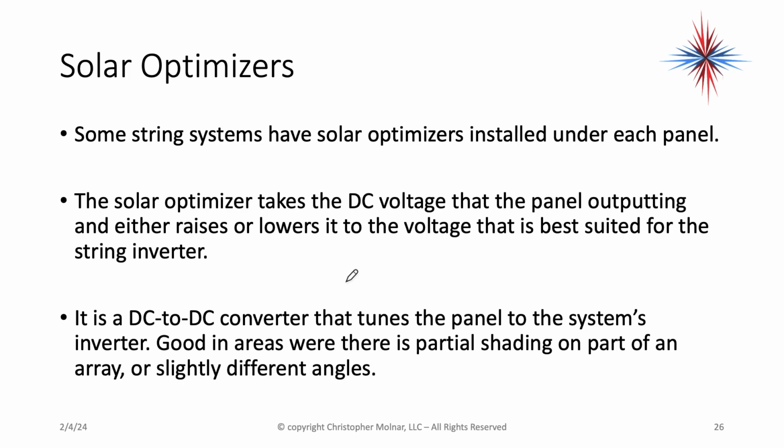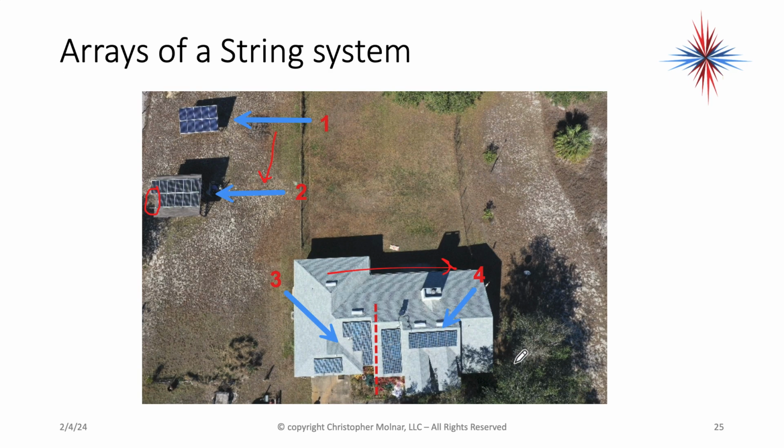Some string systems have solar optimizers installed under each panel. The solar optimizer takes the DC voltage that the panel is outputting and either raises or lowers it to a voltage that is best suited for the string inverter. It is a DC to DC converter that tunes the panel to the system's inverter. It's good in areas where there's partial shading on part of an array or things at slightly different angles. This system does not have an optimizer, but these up here at the top are shaded early morning by these trees there.